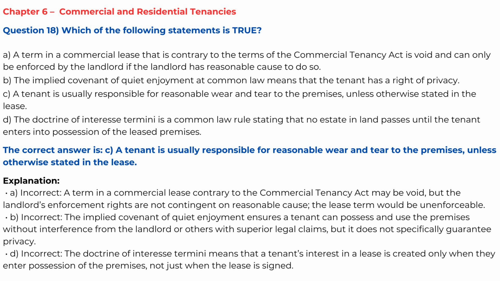B. Incorrect. The implied covenant of quiet enjoyment ensures a tenant can possess and use the premises without interference from the landlord or others with superior legal claims, but it does not specifically guarantee privacy. D. Incorrect. The doctrine of interest termini means that a tenant's interest in a lease is created only when they enter possession of the premises, not just when the lease is signed.